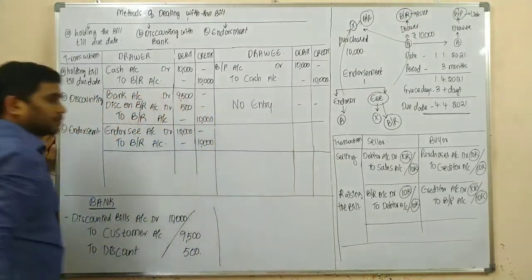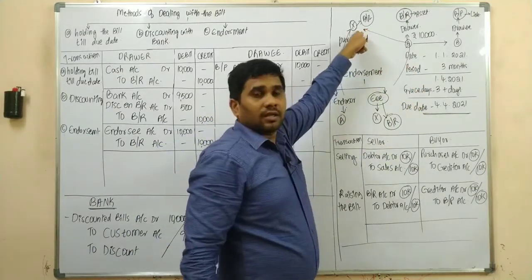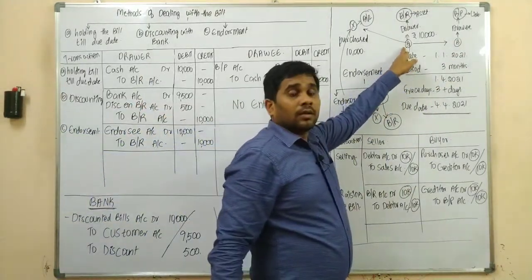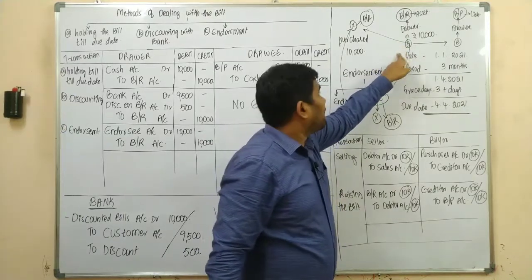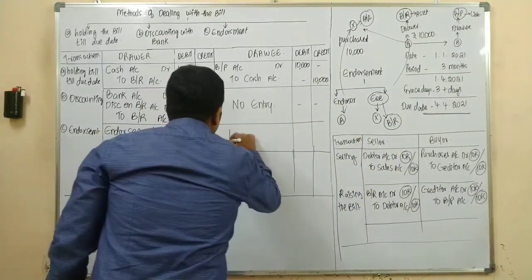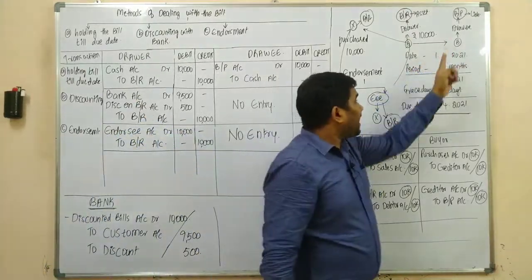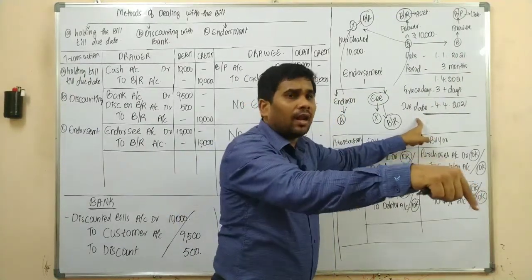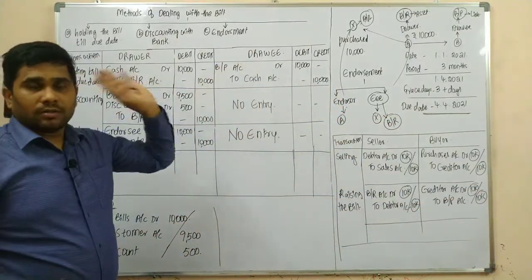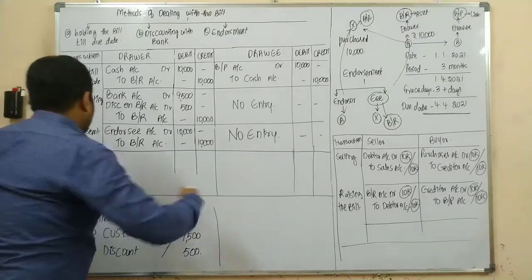Okay, let's continue. Upon endorsement of the bill by Mr. A to Mr. X, what is the journal entry in the books of B? There would be no entry, because B is only liable to pay the amount on the bill on the due date. Till then, whatever happens to this bill, he is not bothered. Nothing would be affected in the books of Mr. B.